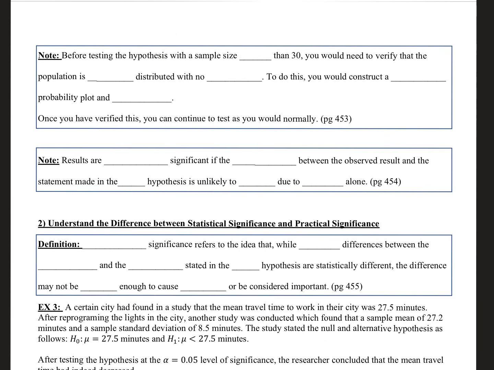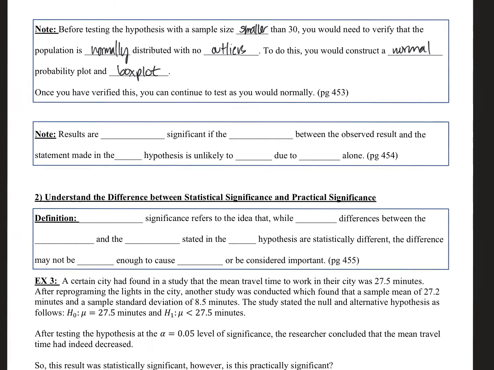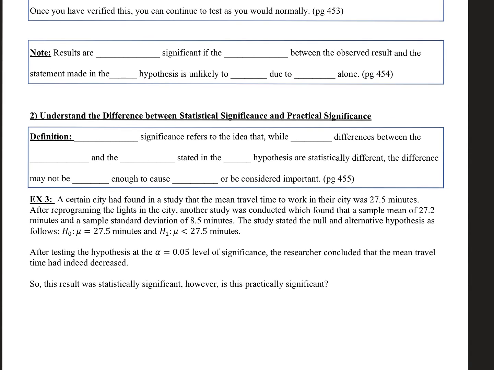So now, before testing a hypothesis with a sample size that's smaller than 30, you would first need to verify that the population is normally distributed with no outliers. Okay, to do this, you would need to construct a normal probability plot and a box plot. Once you've verified this, then you could continue to test as you would normally. Probably not something I would require you to do on an exam, as it's a bit tedious to do by hand at least. All right, and notes.